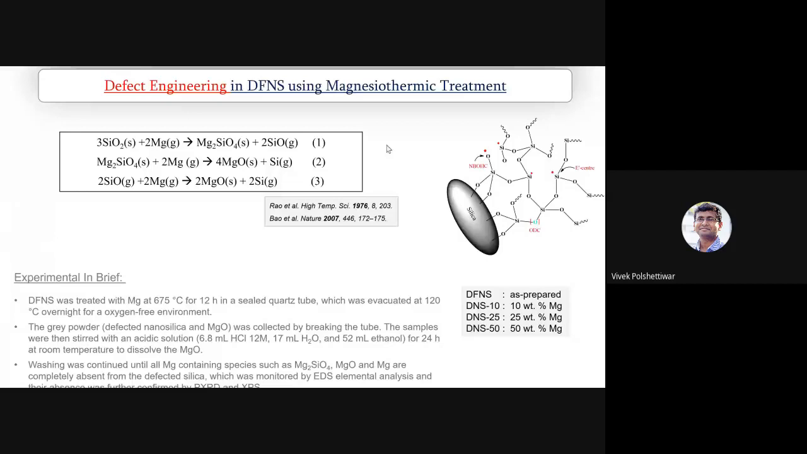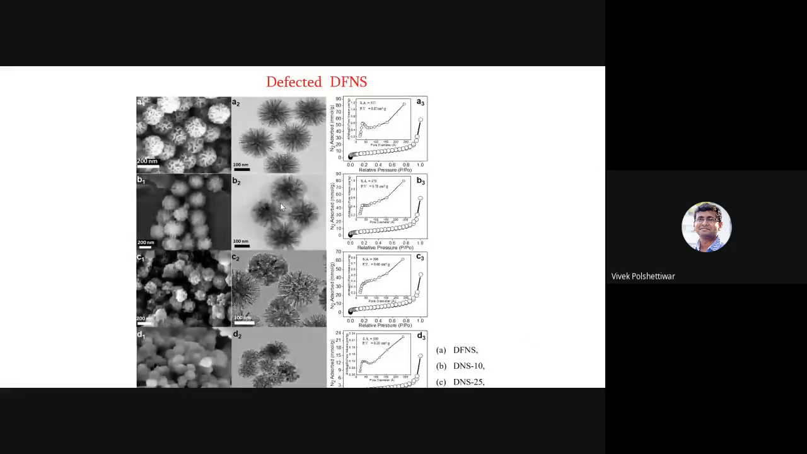We created the defects by treating the silica with magnesium, and we got different kinds of defects. We tried to tune the defect concentration by varying the magnesium concentration, 10%, 25, 50, so that we keep increasing the defect concentration. You can see that up to DNS 25, the silica still maintains its fibrous morphology, whereas at 50, the morphology is less and the surface area is less.